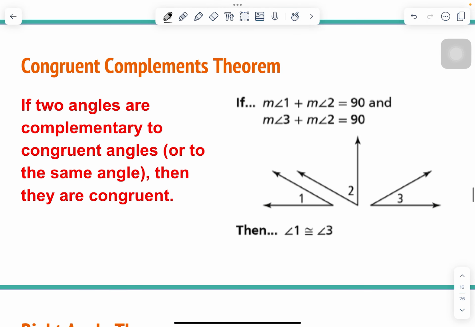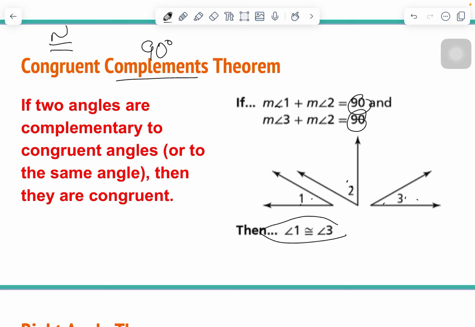Congruent complements theorem. So if two angles are complementary to congruent angles or to the same angle, then they are congruent. So if you say congruent again, they are equal, but that congruent is that one. Complements, they have a sum of 90 degrees. So you have there, if measure of angle 1 and measure of angle 2 is 90, and measure of angle 2 and measure of angle 3 is 90, therefore, angle 1 and angle 3 are congruent. So they are the same.